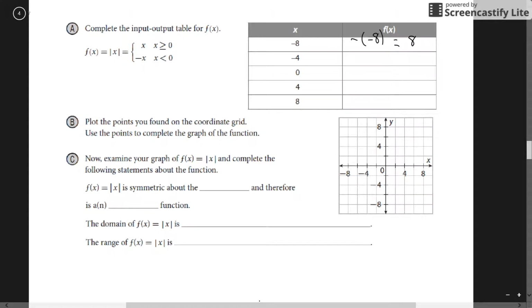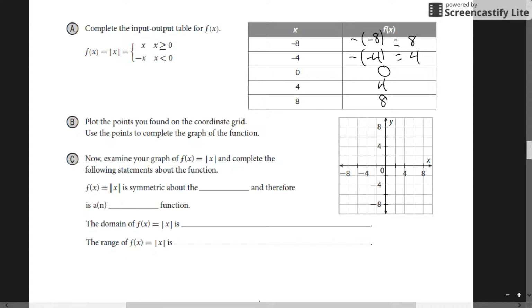When we input -4, that's less than 0, so our output is the opposite of what we inputted, which is +4. When we input 0, we use the top line here because it includes 0, so our output is the same thing that we inputted, which is just 0. Similarly with 4 and with 8, those are both greater than 0, so our output is the same as our input, 4 and 8.